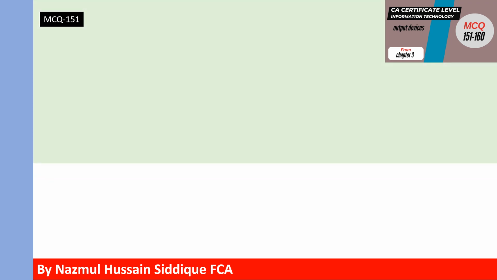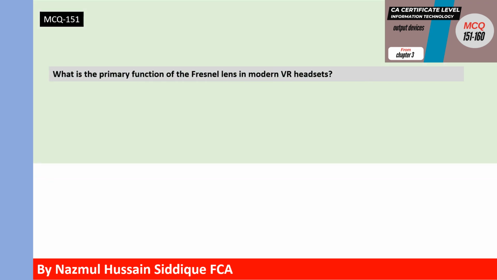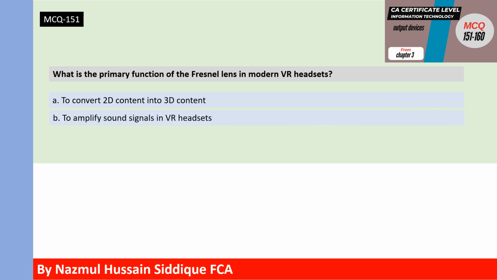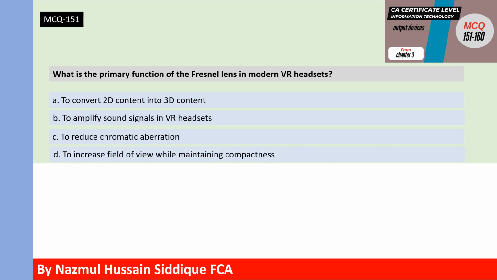First question, number 151. What is the primary function of the Fresnel lens in modern VR headsets? Option A, to convert 2D content into 3D content. Option B, to amplify sound signals in VR headsets. Option C, to reduce chromatic aberration. Option D, to increase field of view while maintaining compactness.